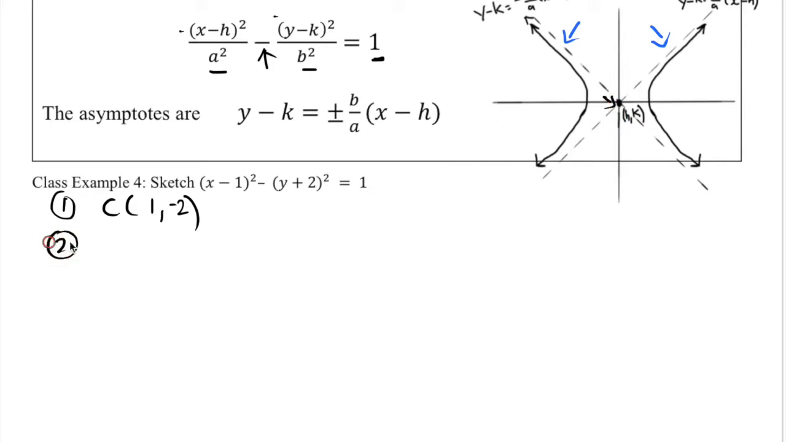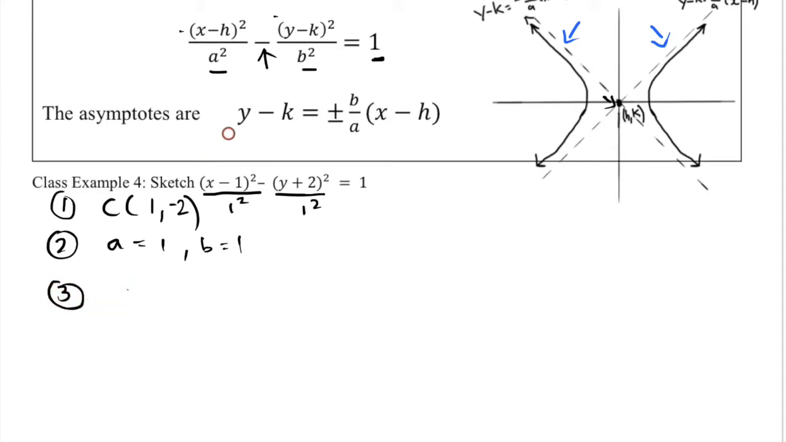Okay, step number 2, you have to find what a and b are. So very similar to an ellipse again. A equals 1, b equals 1. The reason why is we already have a 1 here, so this is over 1 squared. So an imaginary 1, they took it out. And that's it.